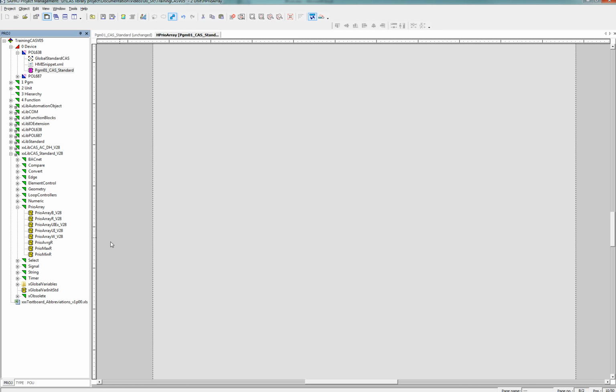Hi, I would like to show you how to work with the PrioArray real data type from the PrioArray sublibrary from CAS Standard. So, PrioArray average? Here you are.